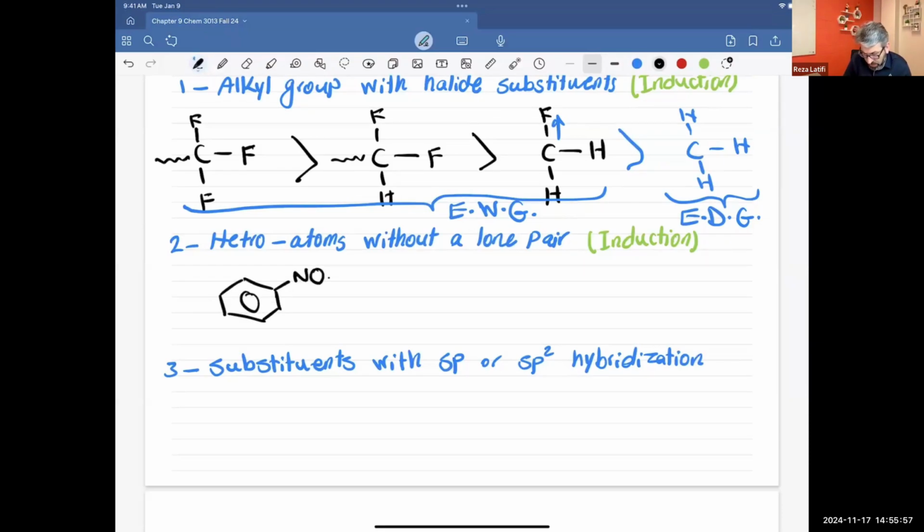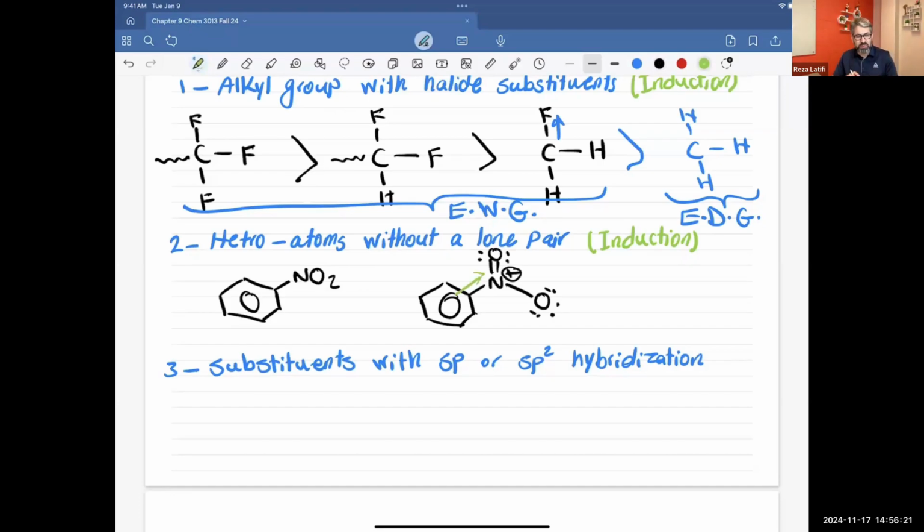Say, for example, NO2. This one will be an electron withdrawing group. Okay, what's the reason behind it? Because you have nitrogen that is attached to 2 oxygen, and nitrogen has a positive charge. So nitrogen is going to pull electron density from the ring.